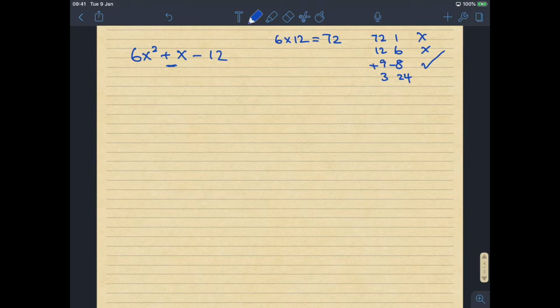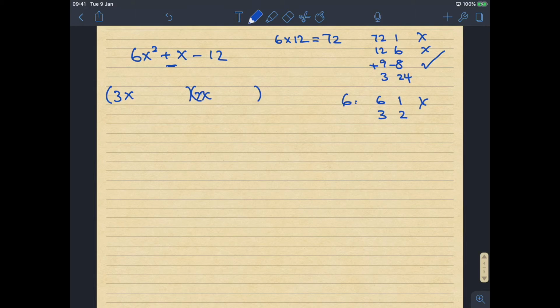Correct? Next we need to write out two brackets. And this one is a little bit more complicated. We've got two ways of getting the 6. Either it could be 6 times 1, or it could be 3 times 2. Let's try 6 and 1 first. Now just like before, something times 6 is 9 or 8. That's not possible, so it's definitely not right.